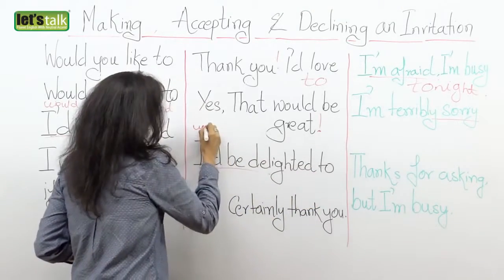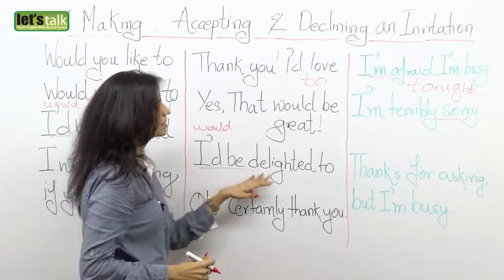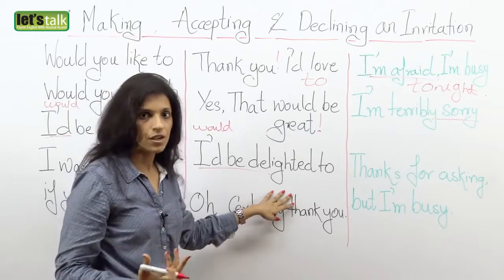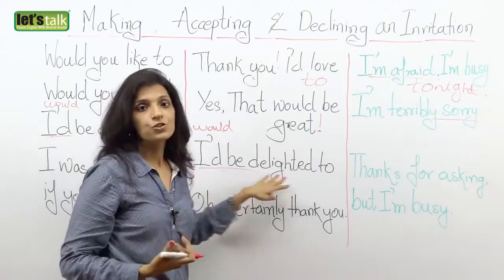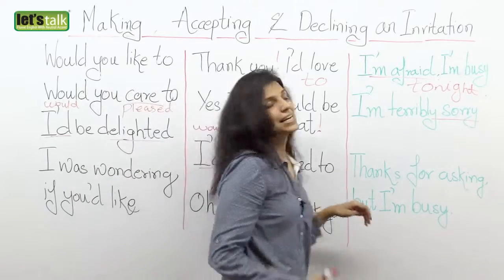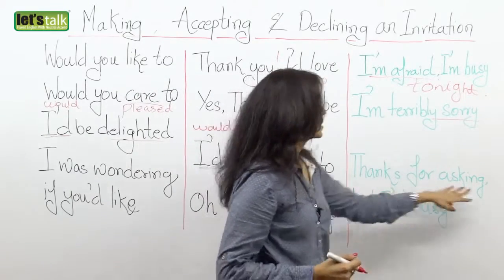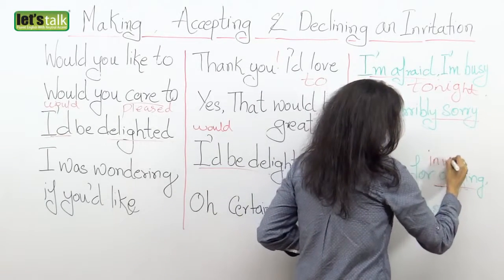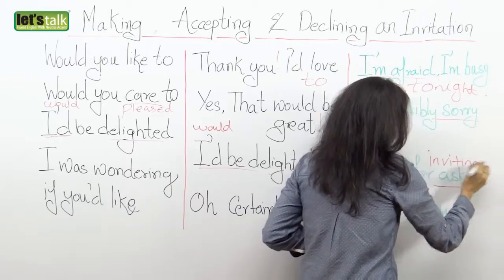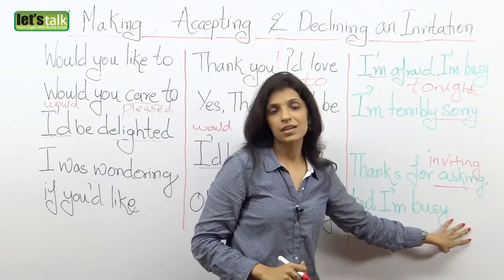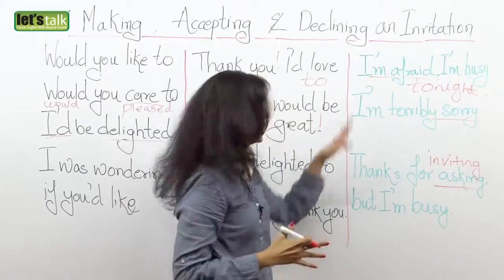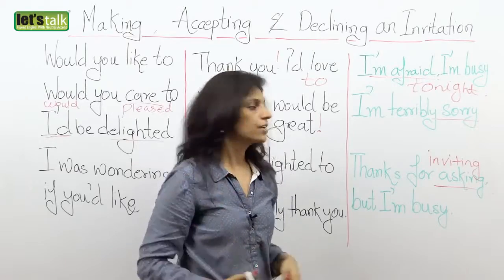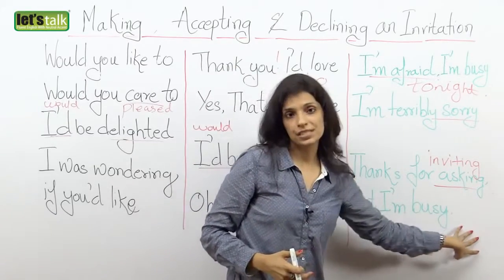So again, I'd be delighted to come. So that means you are accepting it formally. You can say thank you, I'd be delighted to be there. In case you are declining it, you say thanks for asking, but I'm busy. Or you can say thanks for inviting, but I'm busy. That means it's a no. You see, none of these expressions say a direct no. You just say thanks, I'm afraid, or thanks for asking, but I'm busy.